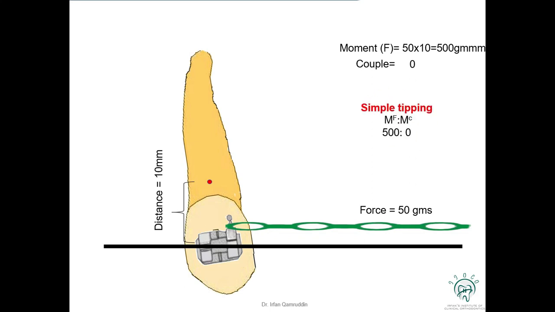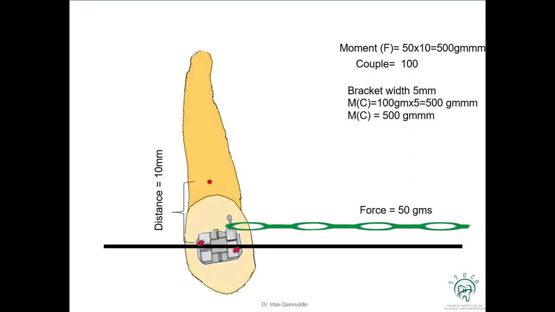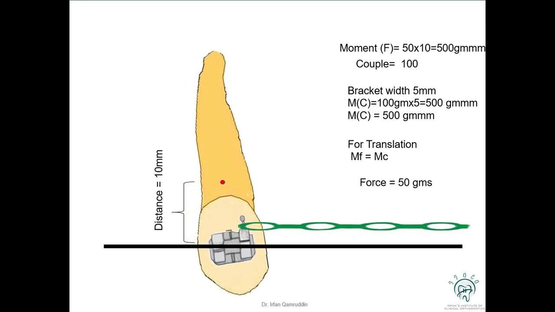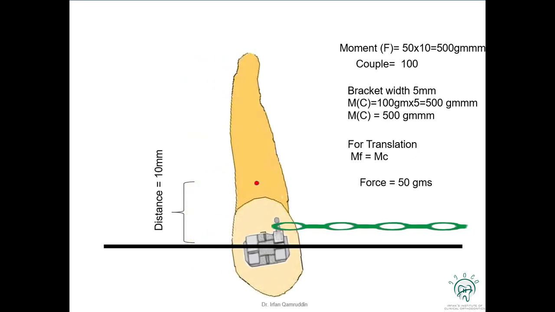The canine will tip till the wire is in contact with the bracket at 2 points. Now there is generation of couple. If you keep on increasing the force magnitude, the 2-point contact will not allow the tooth to tip anymore unless the wire itself is deformed and it is very flexible. Otherwise, the whole force applied on this tooth will be used to increase the magnitude of couple. When moment of that couple will be equal to moment of applied force, the tooth will move bodily, and there will be sliding of canine on the arch wire.